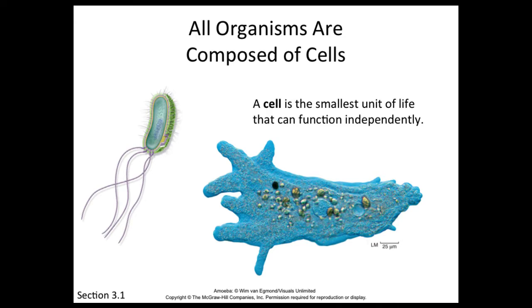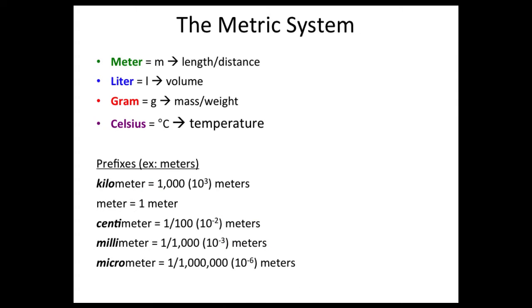All living organisms are composed of cells. As we learned previously, a cell is the smallest unit of life that can function independently. And we can see two examples of single-celled life forms on the screen in front of you. Before we talk more about cells, though, we need to familiarize ourselves with the metric system, because in biology, we use the metric system when we are talking about the relative size and or shape of different types of cells.